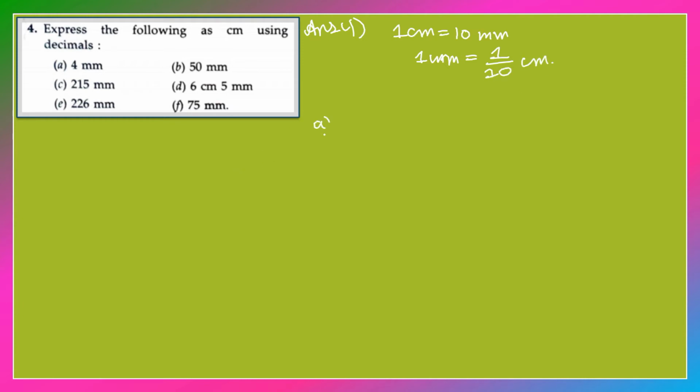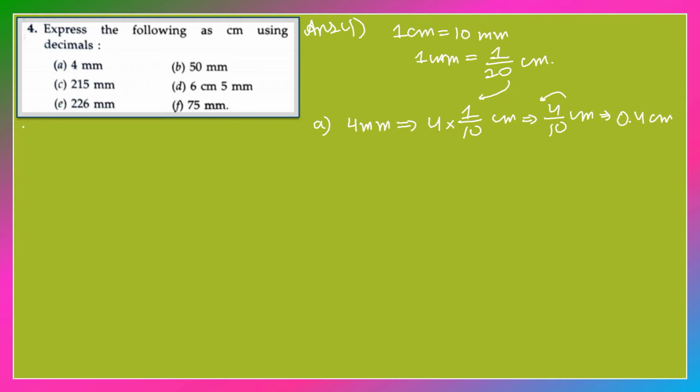For the first part, we have 4 millimeter. It means 4 into 1 upon 10 centimeter. Because 1 millimeter equals 1 upon 10 centimeter, that's why, which equals 4 upon 10 centimeter, which equals 0.4 centimeter. So it is pretty easy. Again, shift the decimal place one step towards the left, because we have only one digit. If there are 2 digits, we are going to do this process 2 times.